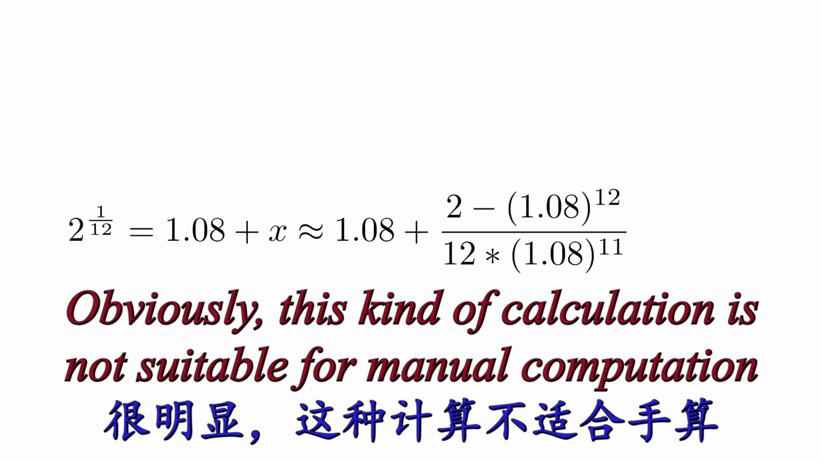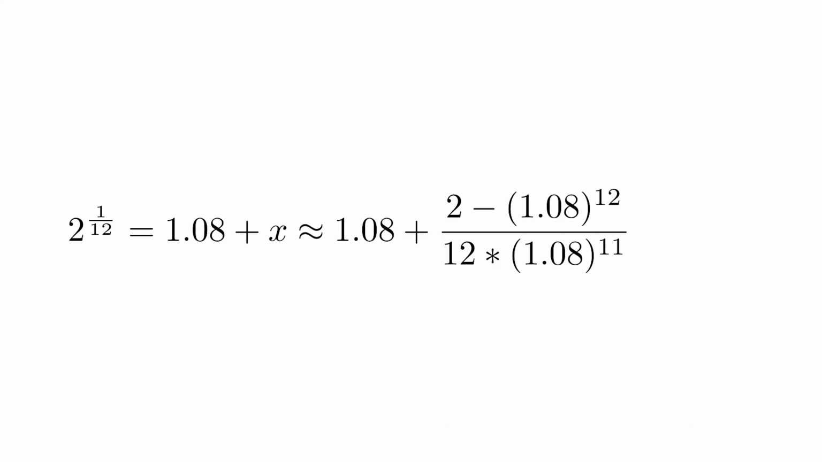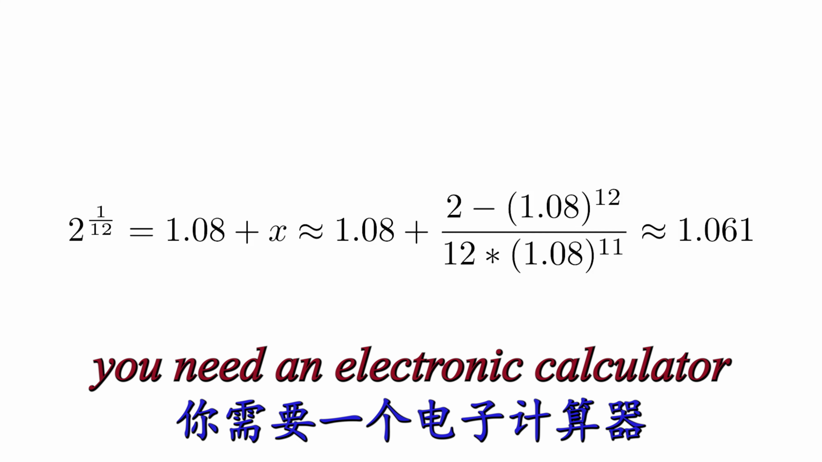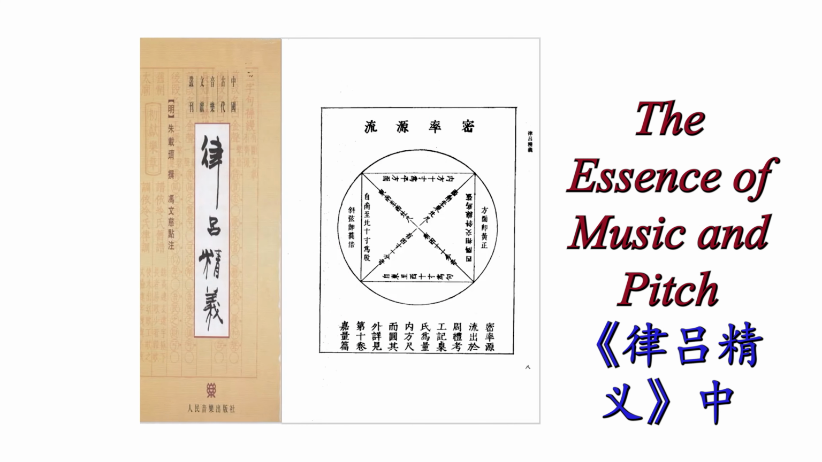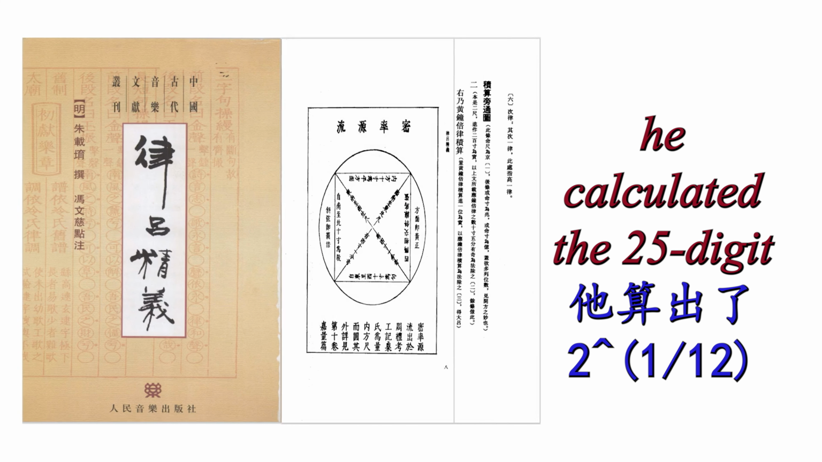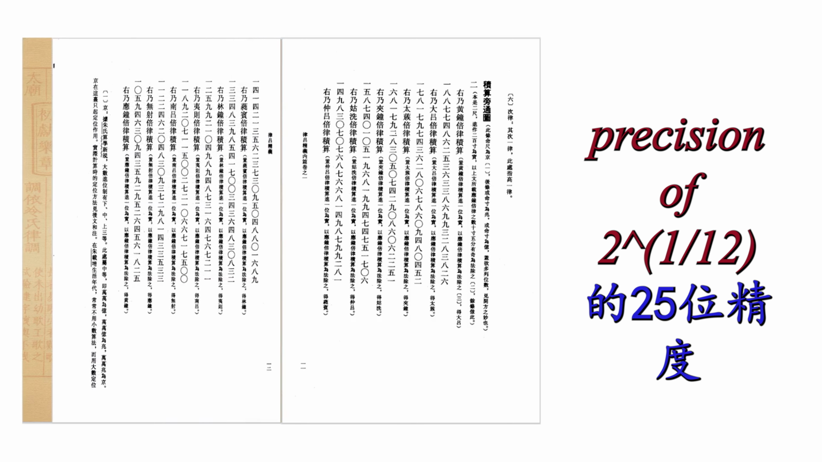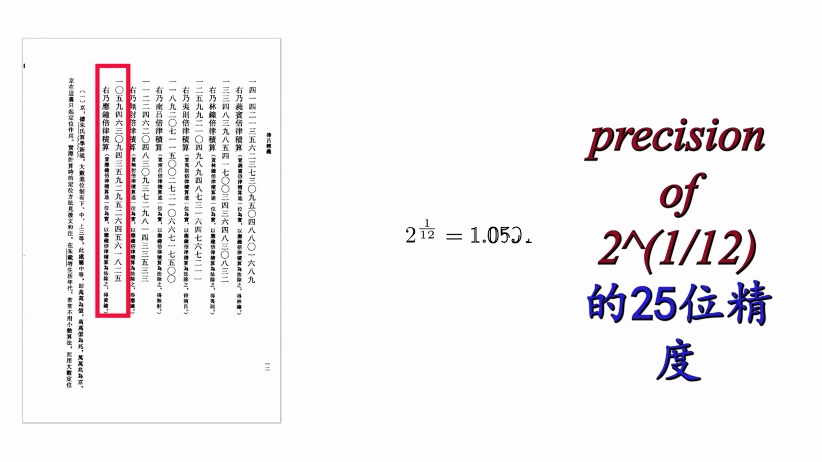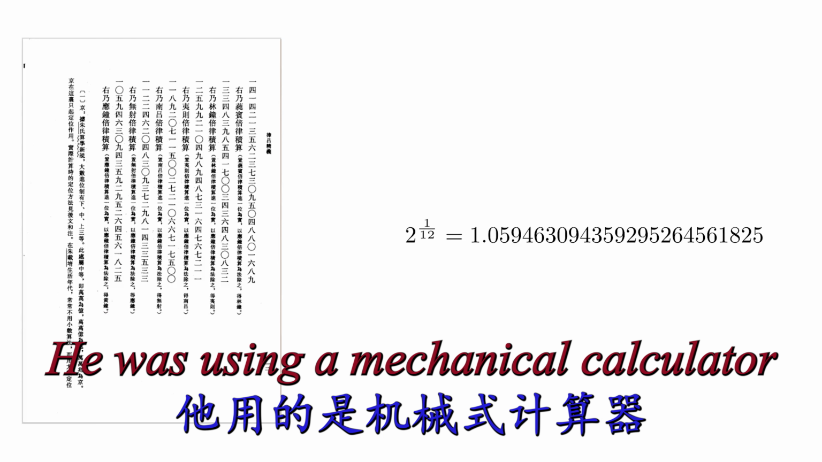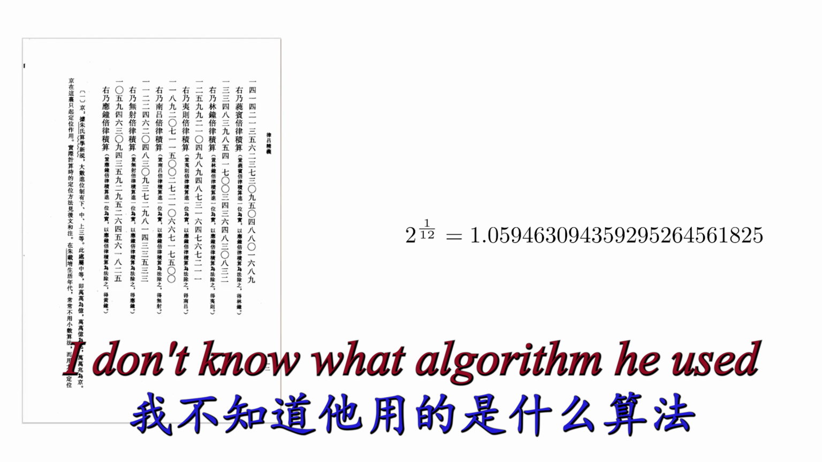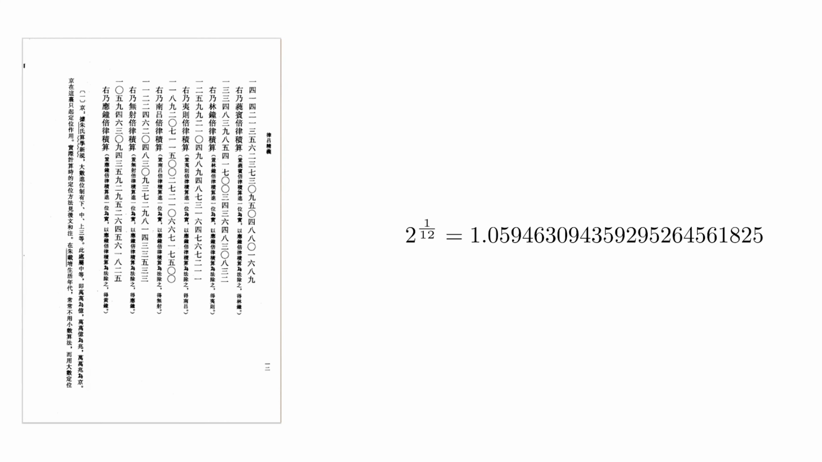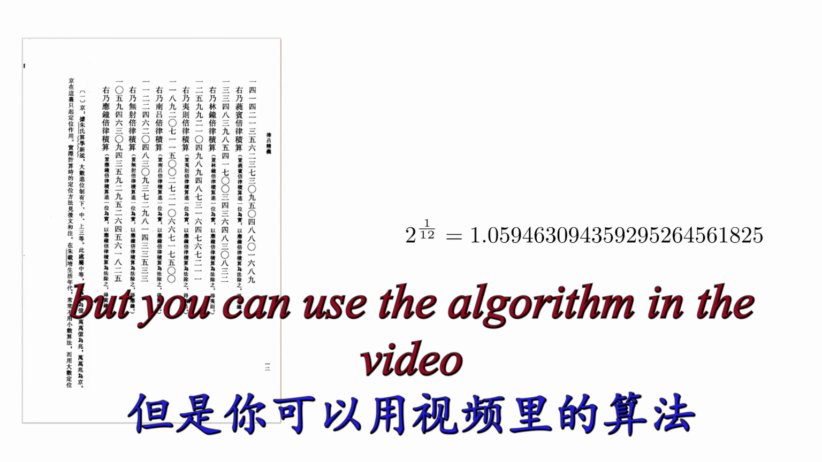Obviously, this kind of calculation is not suitable for manual computation. You need an electronic calculator. In Zaiyu's book, The Essence of Music and Pitch, he calculated the 25-digit precision of 2^(1/12). He was using a mechanical calculator, which the ancient Chinese called an abacus. I don't know what algorithm he used, but you can use the algorithm in the video.